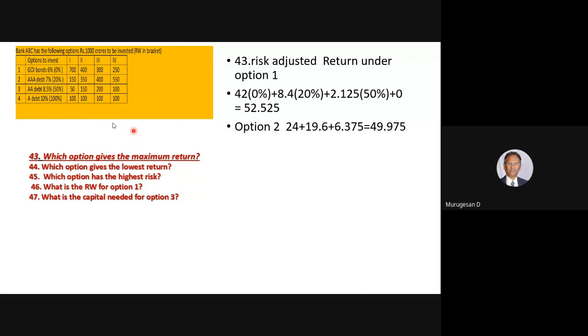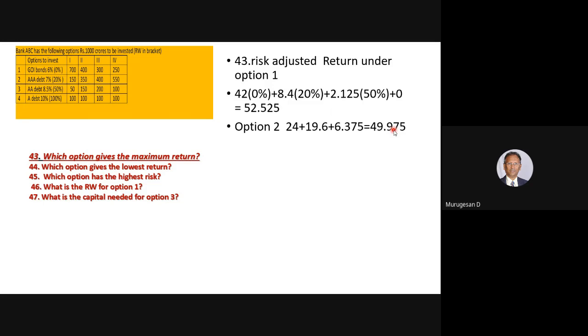The fourth instrument, though you are dumping, nobody will invest. It's a foolish question because nobody will invest in a 100% risk instrument, though the return may be 40%, 30%, but risk is 100%. Just to confuse you, they have given. So here zero income, here also zero income, here also zero income. Why zero income? Because 100% risk. Understood or not? So this is 49.975 income in option 2.